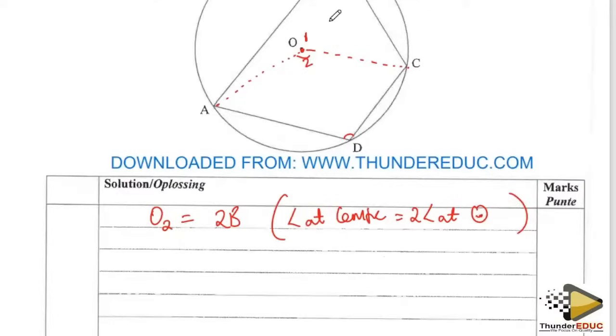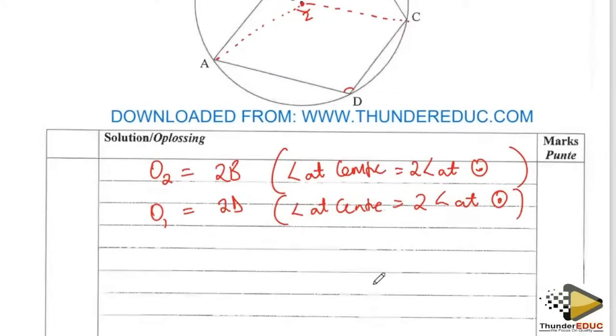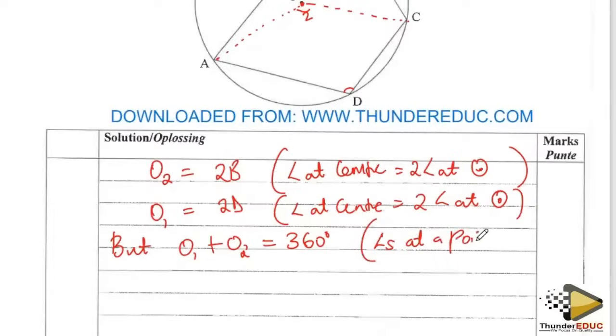Then consequently, we can say that O1, this angle here, is also at the center. It must be twice the angle at the circumference. It's the same as twice D. So angle at the center is twice angle at the circumference. But we know that O1 plus O2 must give us 360 degrees. Reason: those are angles at a point, or sometimes we just call it a revolution.